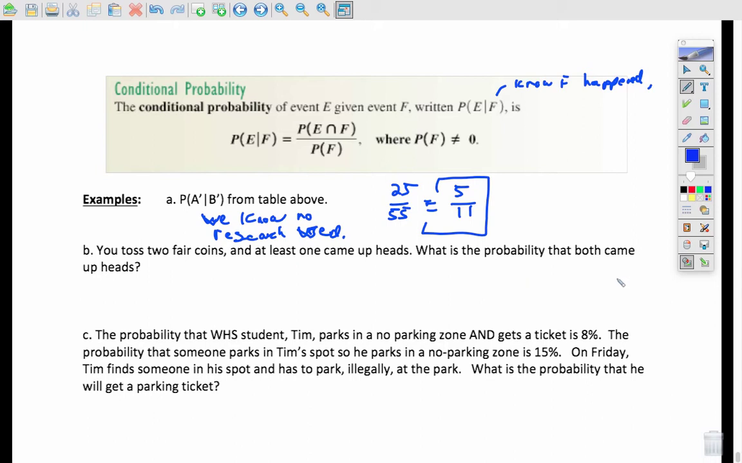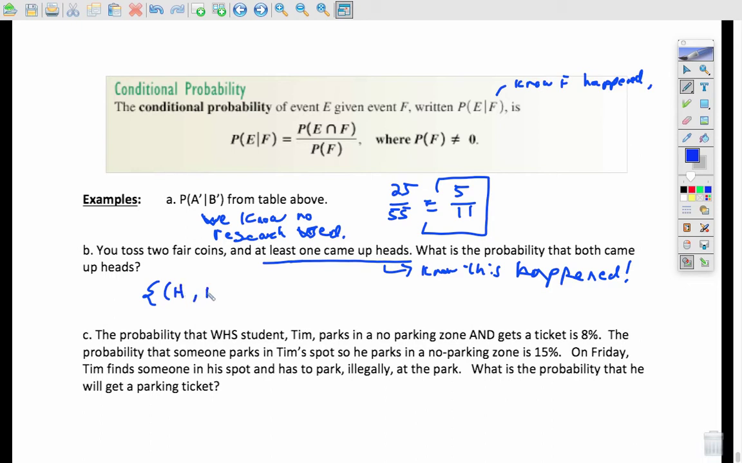If you toss two fair coins, at least one of them came up heads. What's the probability they both came up heads? Well, if you toss two fair coins and at least one came up heads, that is what you know for sure. We know that that happened. So now what I need to do is come up with a sample space based on knowing that information. And that should be pretty easy to do here.